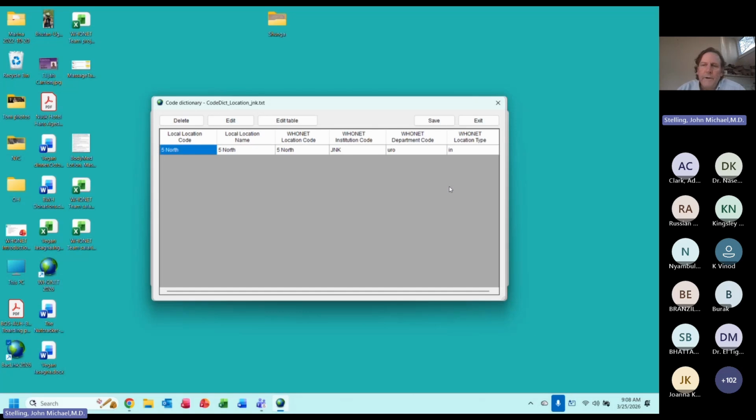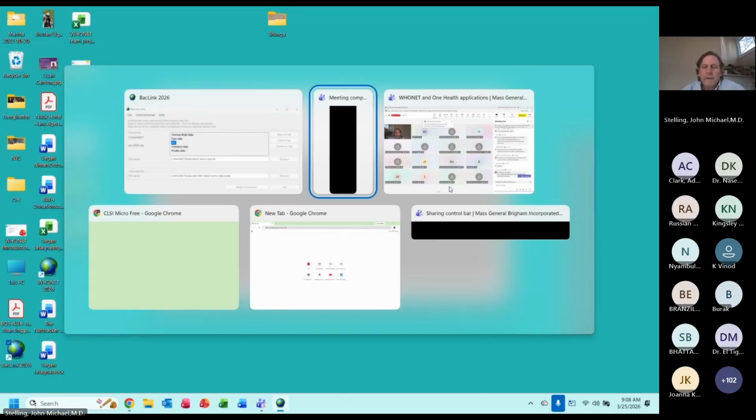So no, you cannot add urology in BacLink to the list. But yes, you can add it to the code mapping. So yes, you can do what you have just described.